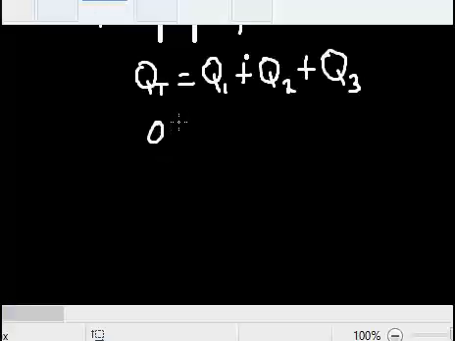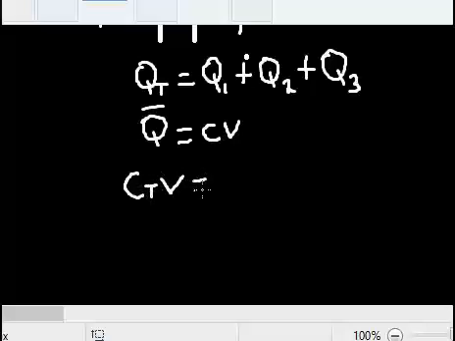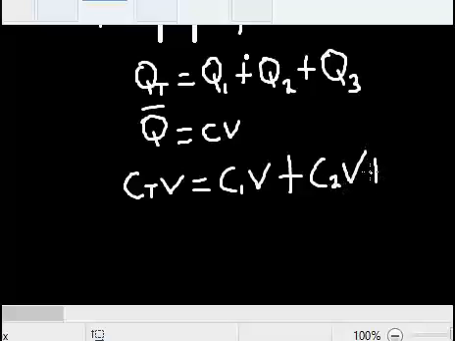Okay, so having known that charge stored by a capacitor is given as CV, for the total I'm going to have C total multiplied by the voltage. For Q1, I'm going to have C1 multiplied by voltage. For Q2, C2 multiplied by voltage. For Q3, C3 multiplied by voltage, and of course the voltage is the same. Since the voltages are all the same, I'm using V.